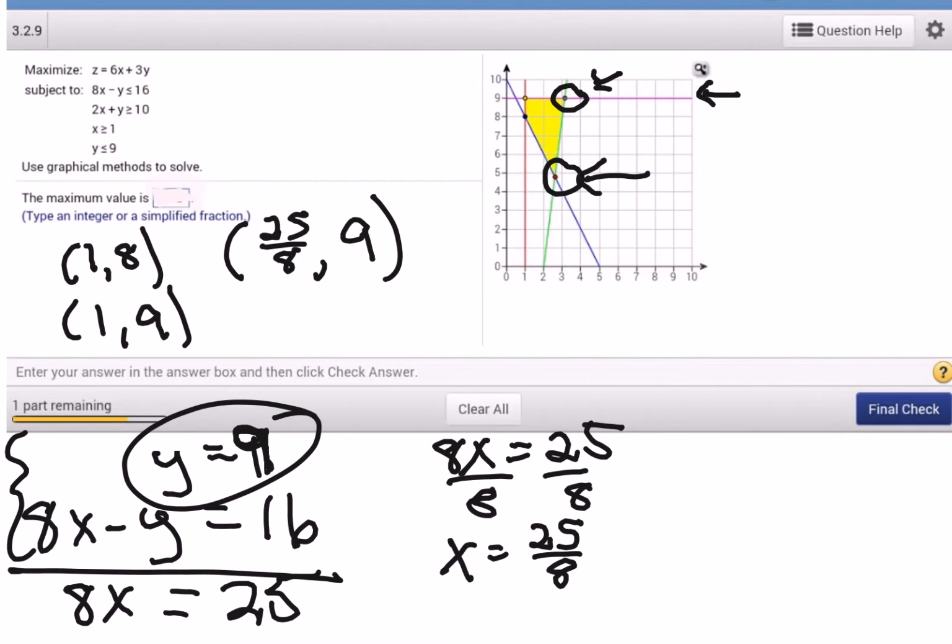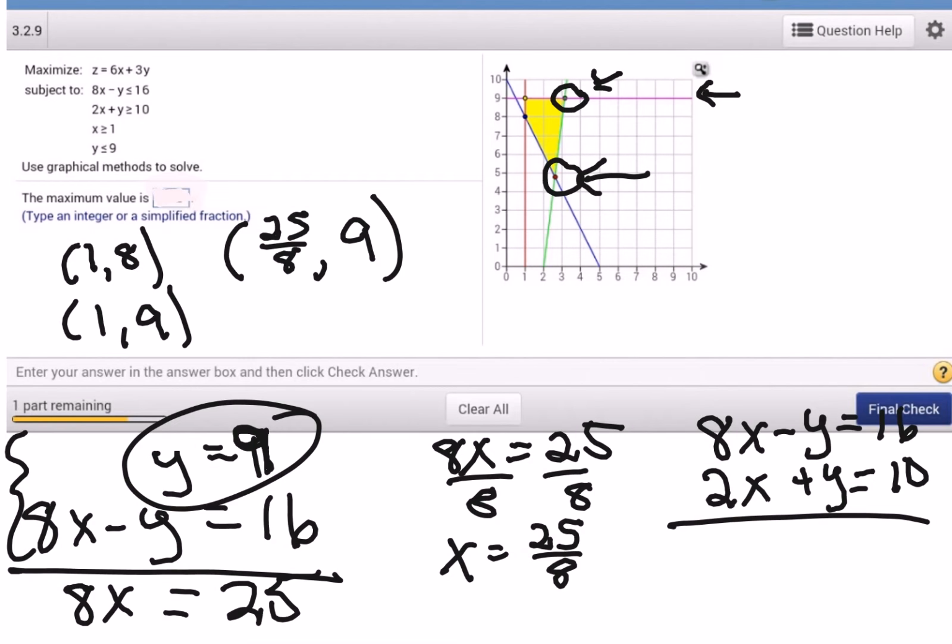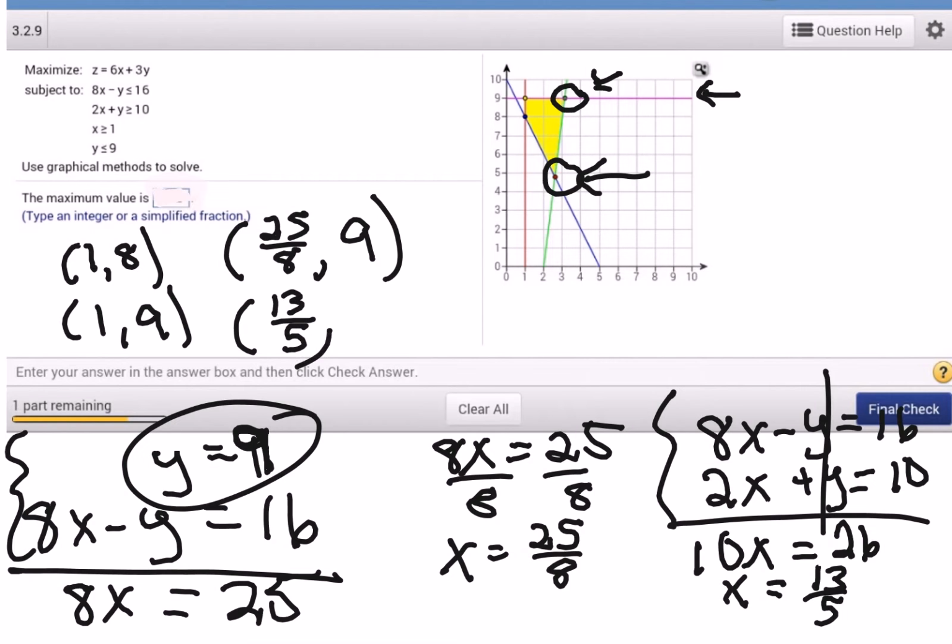And now we need to find where the green line and the blue line intersect. The green line is 8x minus y equals 16, and the blue line is 2x plus y equals 10. Again, this is a very nice system of equations, because when I add them together, my y's cancel each other out. But I have 10x equals 26. Then x equals 26 divided by 10, and I can reduce that to 13 over 5.